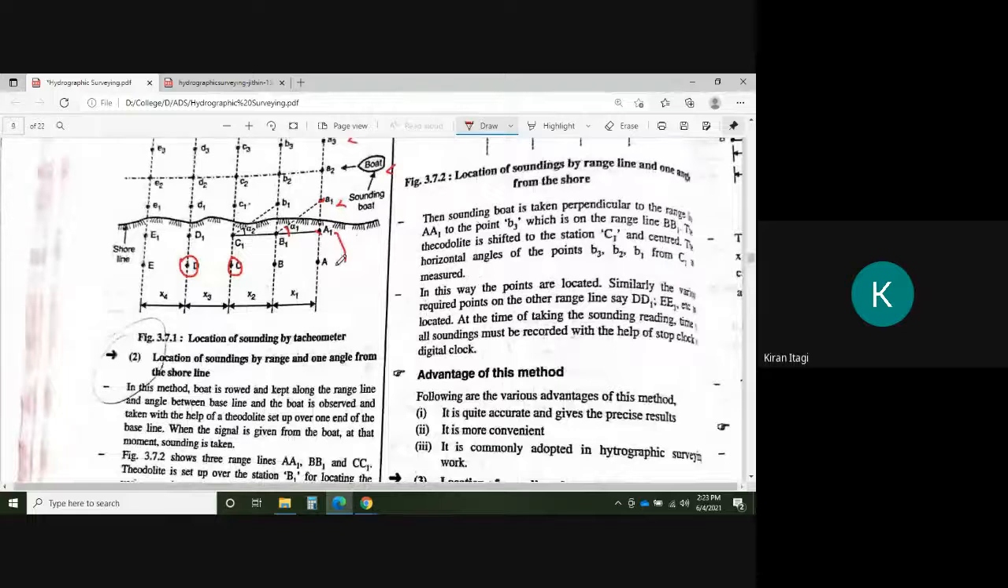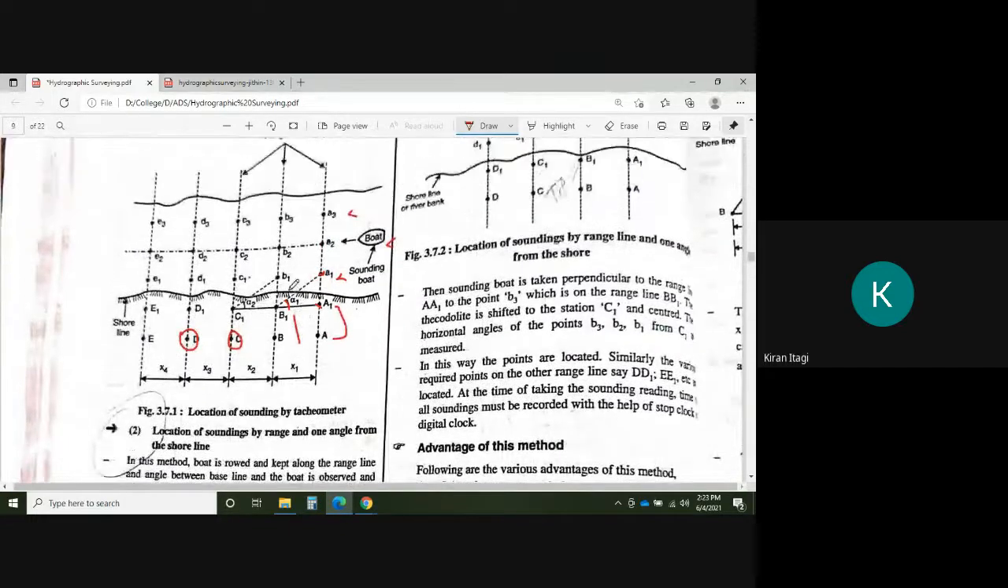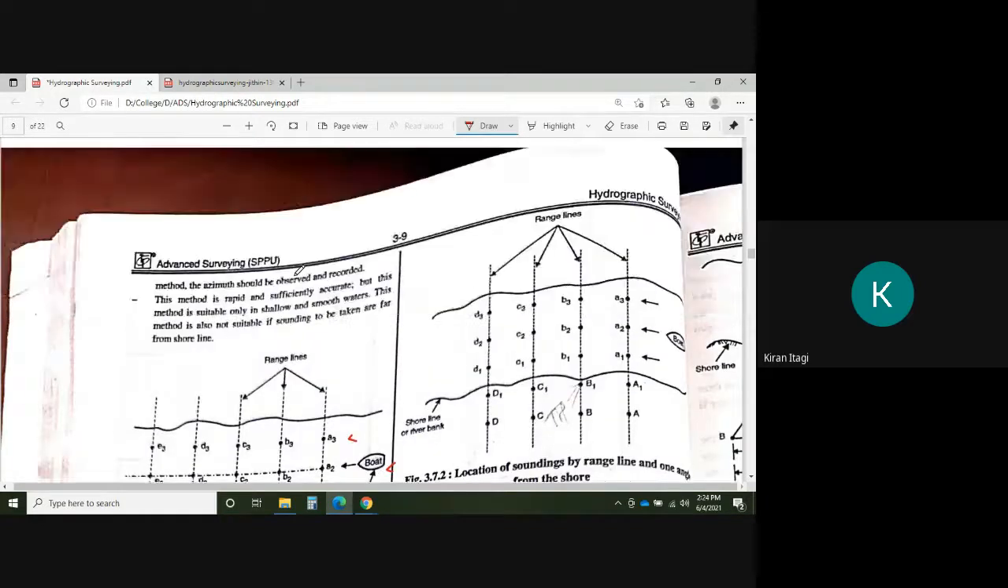This is my ranging line. I will range the boat. I will stand here and I will range. I will stand here and I will range. You know how to do ranging.